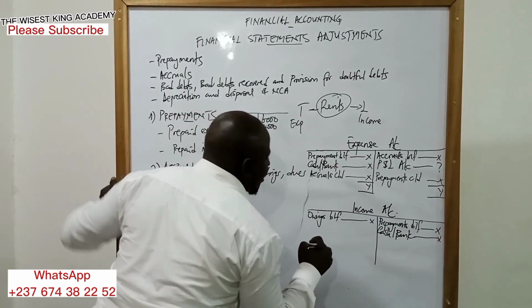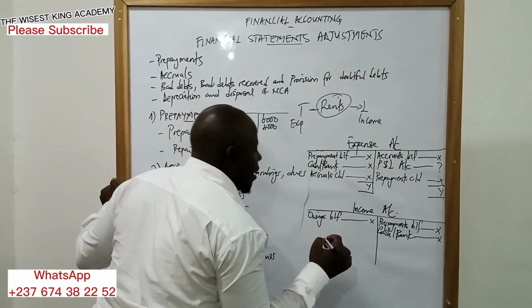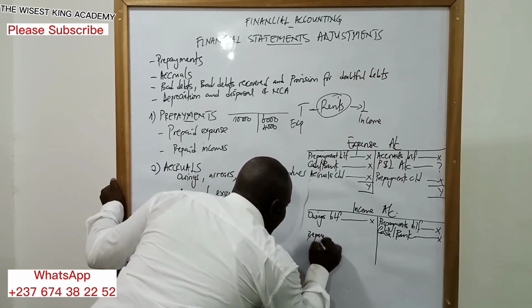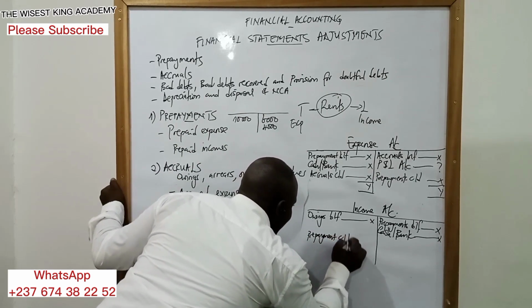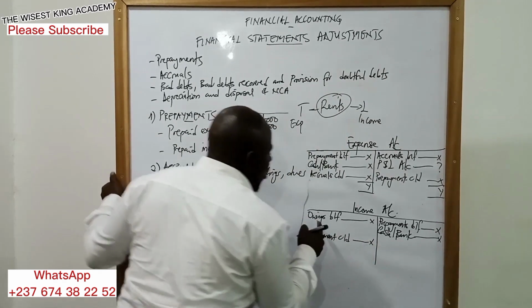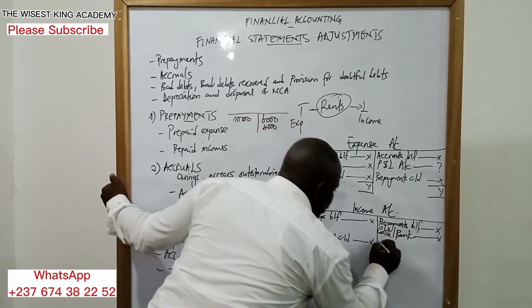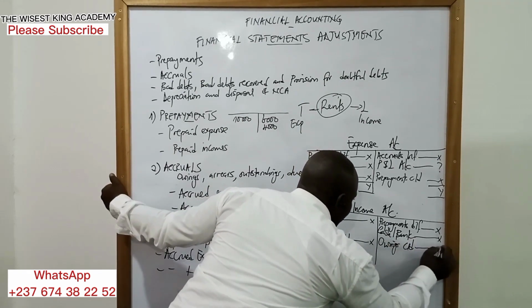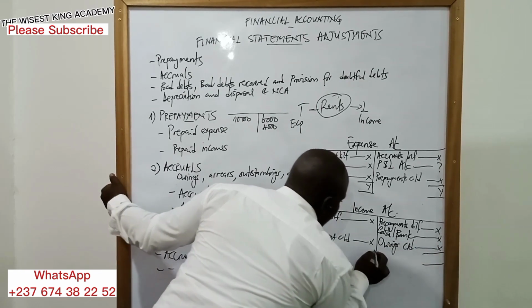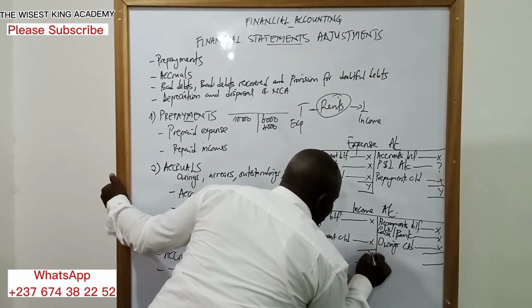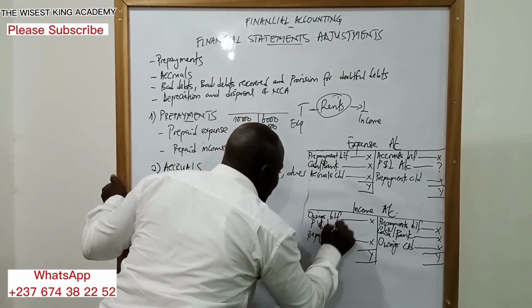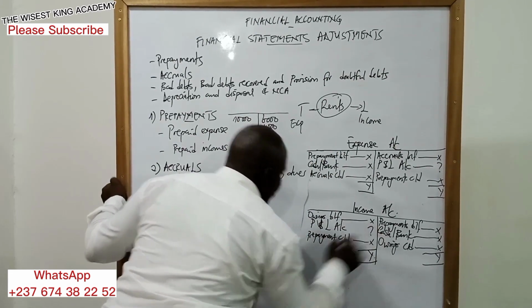At the end of the period, since prepayment is a credit balance, we bring it to the debit side. Prepayment carried down. Accrual or owings is a debit balance, so we take it to the credit side. Owings carried down. This account must balance. We have here Y and Y. So the difference of this account will be what will be taken to the profit and loss account.